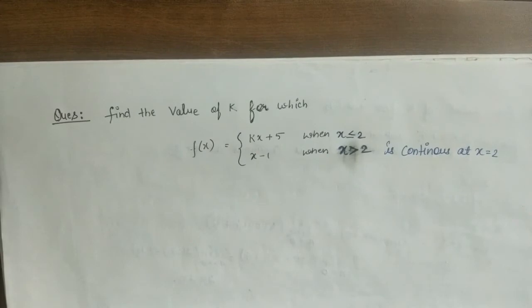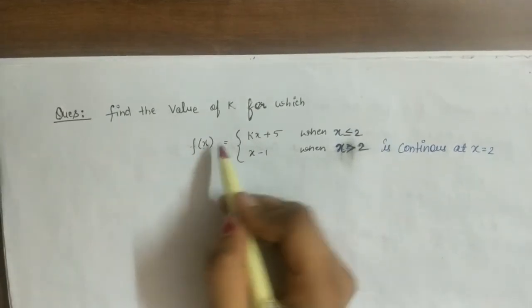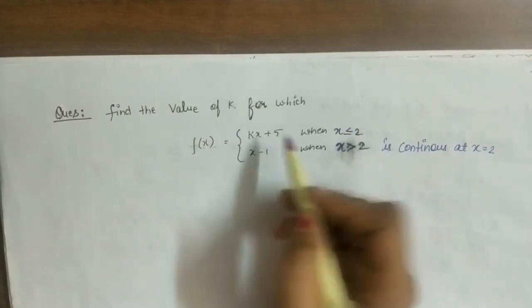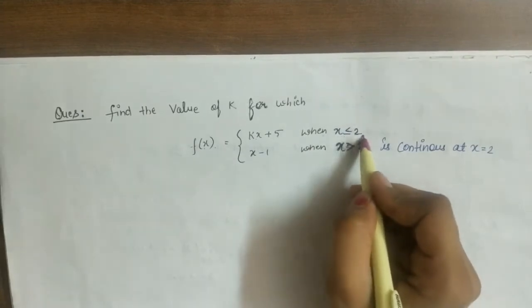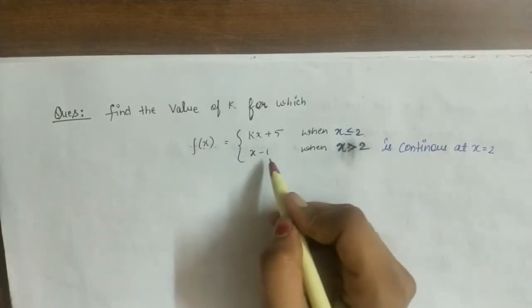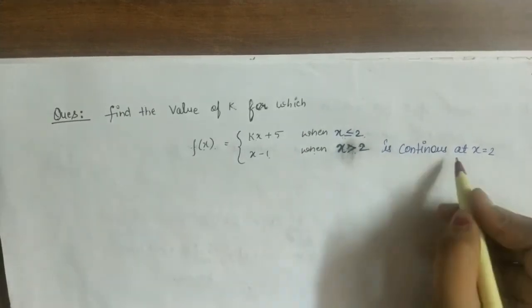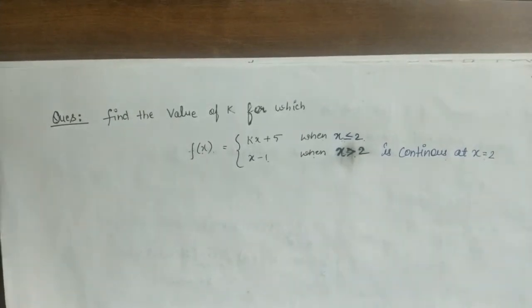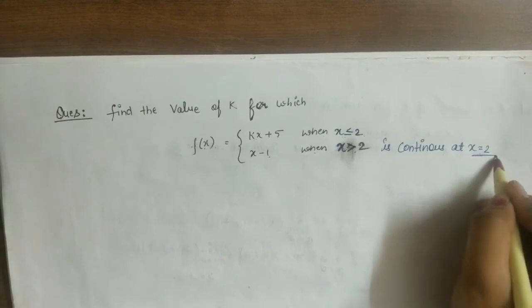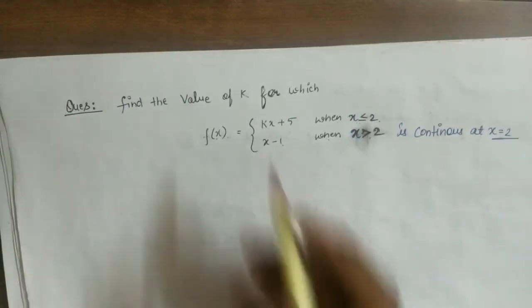Find the value of k for which f(x) = kx plus 5 when x is less than or equal to 2 and f(x) = x minus 1 when x is greater than 2 is continuous at x = 2. हमें फंक्शन गिवन है और वो फंक्शन कॉन्टिन्यूस है x इज इक्वल्स टू 2 पर. सो हमें फाइंड करनी है वैल्यू ऑफ k.